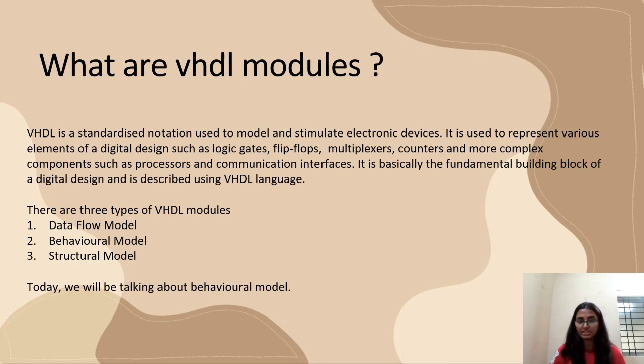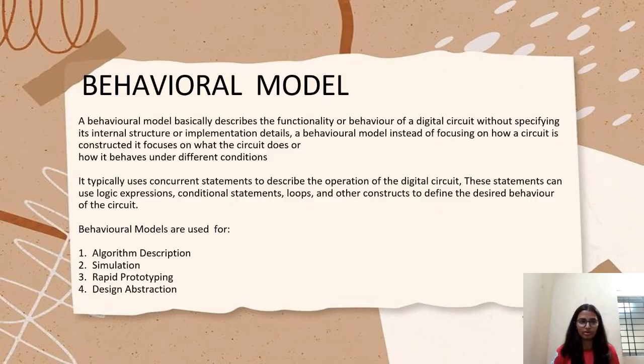So basically, there are three types of VHDL modules: data flow model, behavioral model, and structural model. And like I told you before, in today's PPT, we'll be talking about the behavioral model: what it does, what it basically focuses on, and what its main purpose is. Behavioral model. A behavioral model basically describes the functionality or behavior of a digital circuit without specifying its internal structure or implementation details.